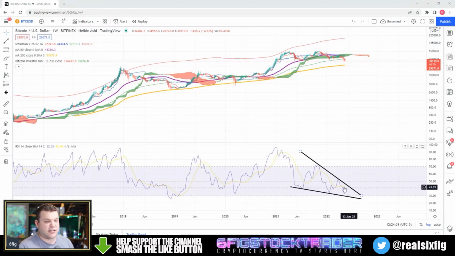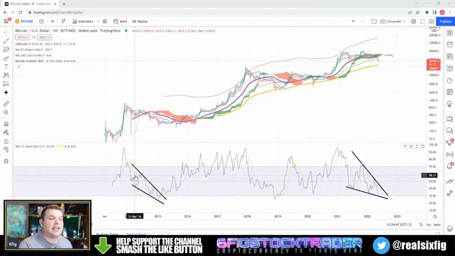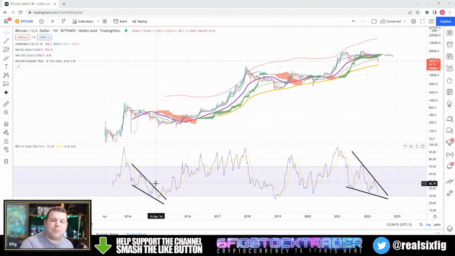As you guys can see, there is still this falling wedge on the Bitcoin RSI on the weekly chart. We can see that back in 2014-15, we had this same pattern appear, and we saw the bottom really hit right around this 26 level of the RSI.